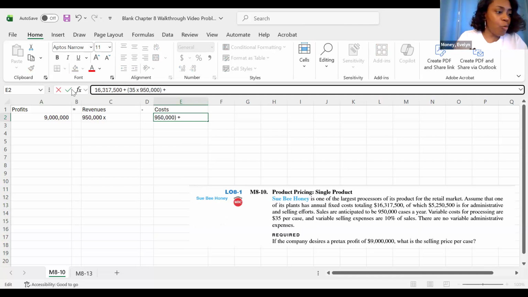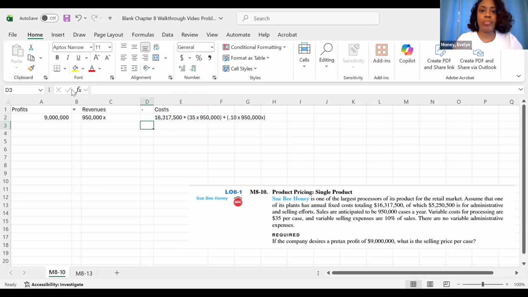And I also have variable selling expenses. We know that variable selling expenses are 10% of sales. So it's 10% of the 950,000 times X. So now let's keep going and let's continue to solve for X.